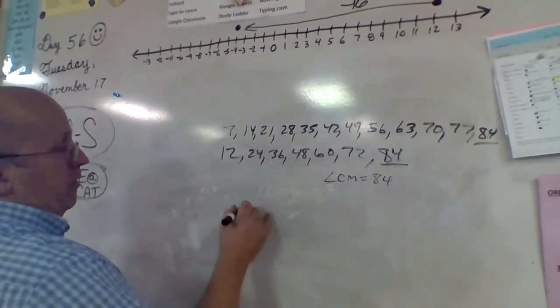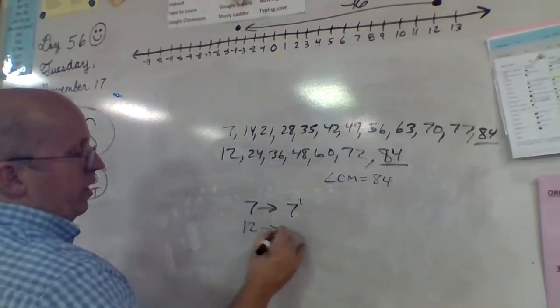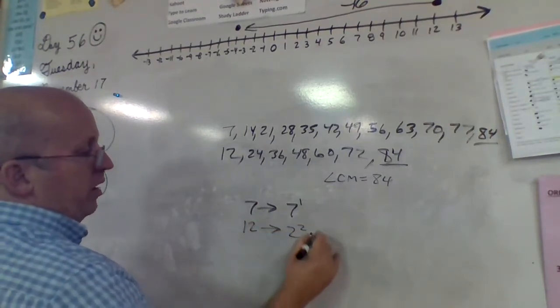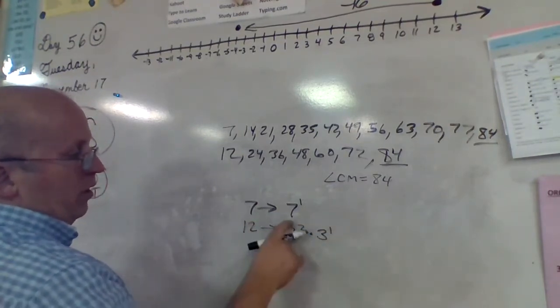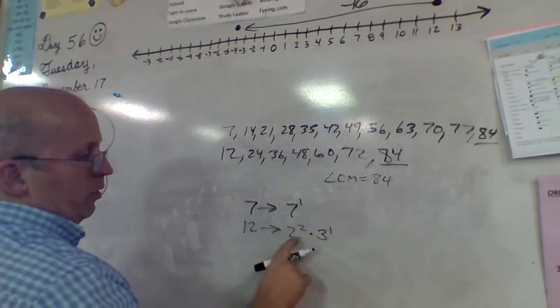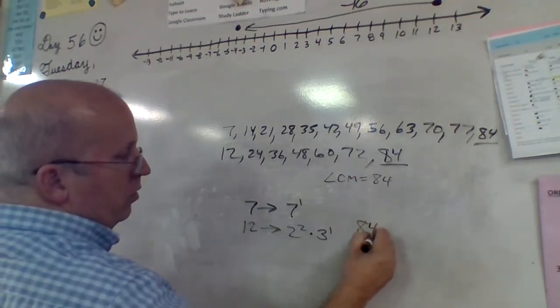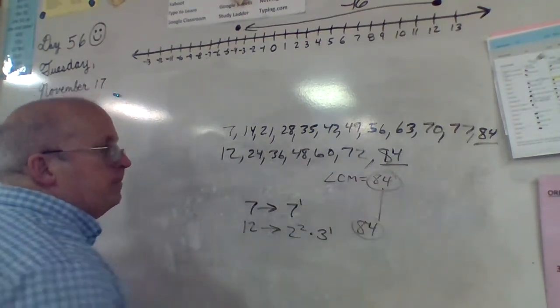What do I do with the other method? 7 is just simply 7 to the first. 12, we did that already. That's 2 to the second times 3 to the first. I multiply together the greatest power of each factor that I see. And so I end up with 4 times 3 times 7, which is 84. Same answer.